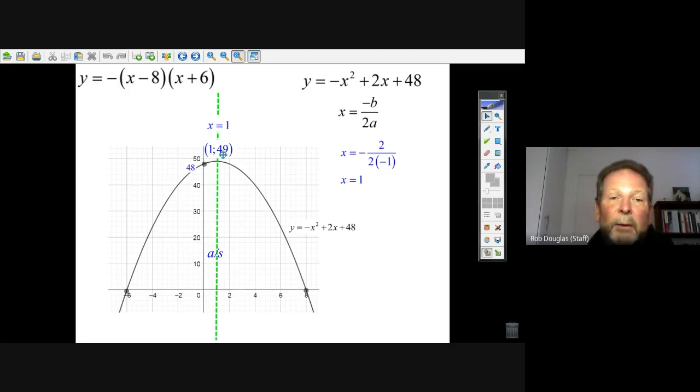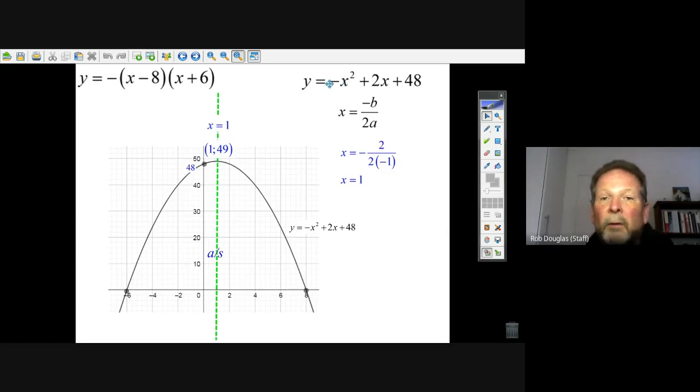And if I take 1 and I put it back in for x into this equation here, I'm going to get positive 49. Oh, sorry, 1 minus 8 is minus 7. 1 plus 6 is 7. 7 times 7, that's 49, negative 49. And two negatives, the negative of negative 49 is positive 49. That's why the turning point right there is 1 and 49.